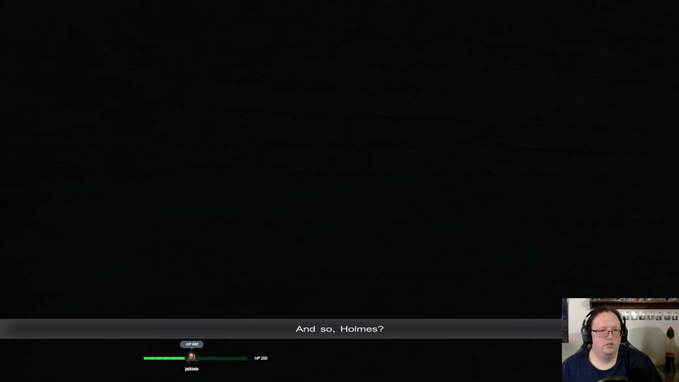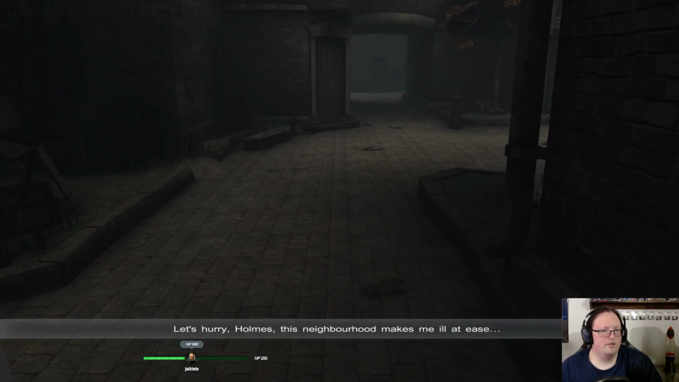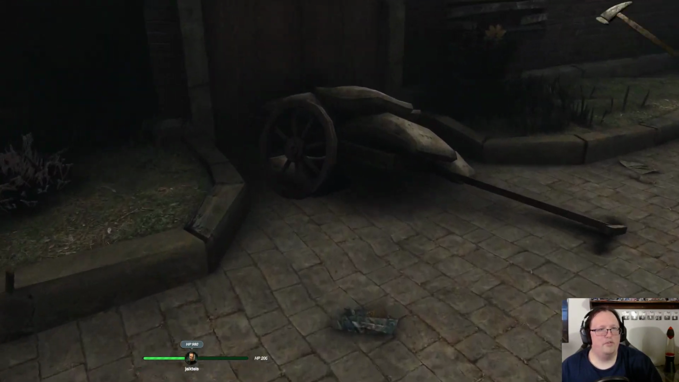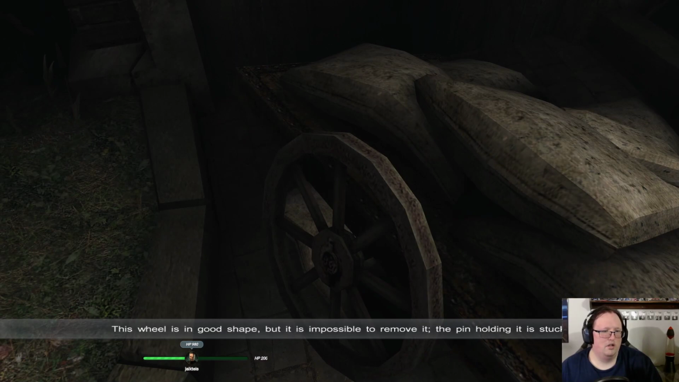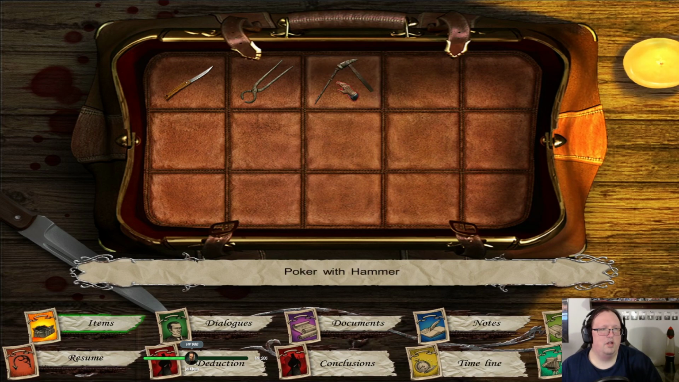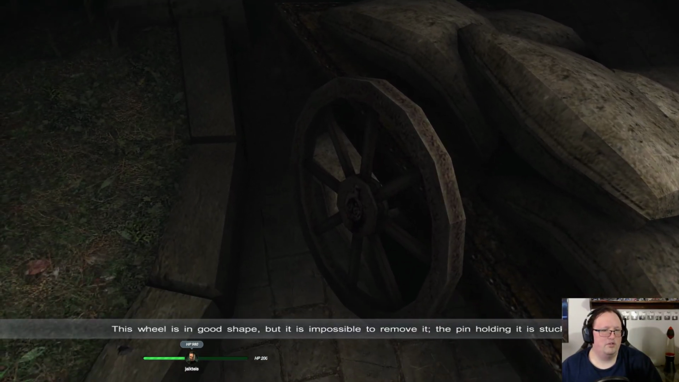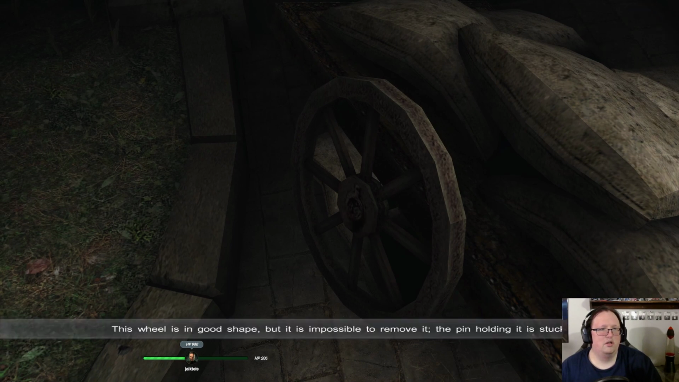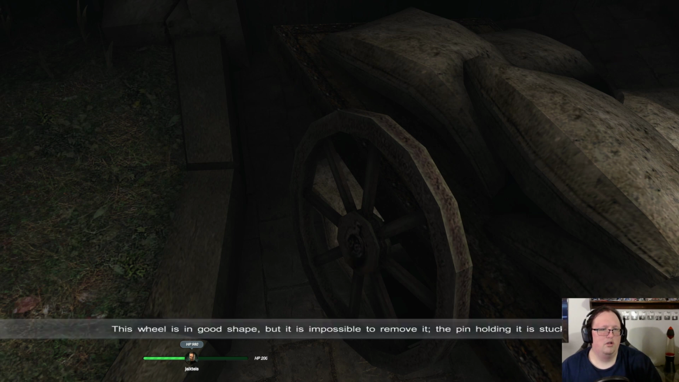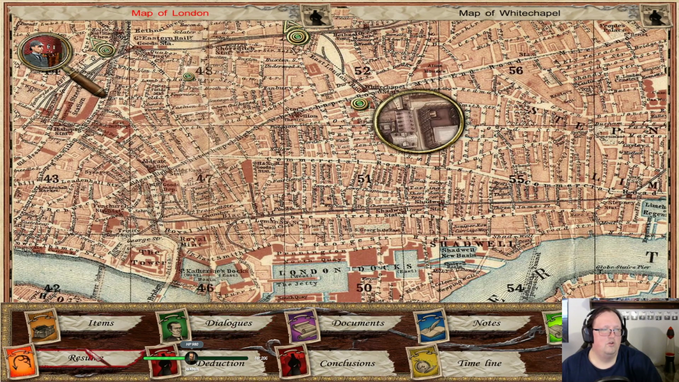The chunk? And so, Holmes? Ah, Watson. How are you? Let's hurry, Holmes. This neighborhood makes me ill at ease. Don't worry. Now that I have the mallet. This wheel is in good shape, but it is impossible to remove it. Ooh, let's combine these so I can use it as a little dooley bop to drive the pin out. Really?